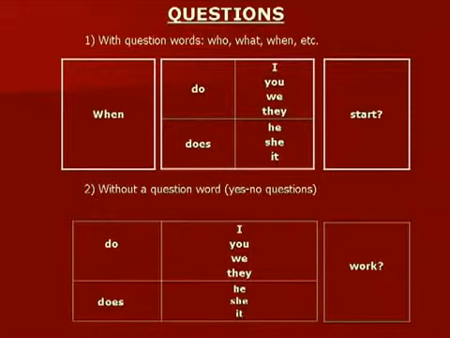In English, there are two types of questions: WH questions and yes/no questions. WH questions begin with question words: who, what, when, etc. Example: When do they start? When does it start? In yes/no questions, we begin without a question word. We begin with the auxiliary do or does. Example: Do you work? Does she work?